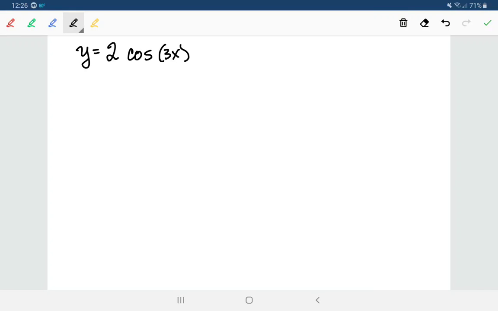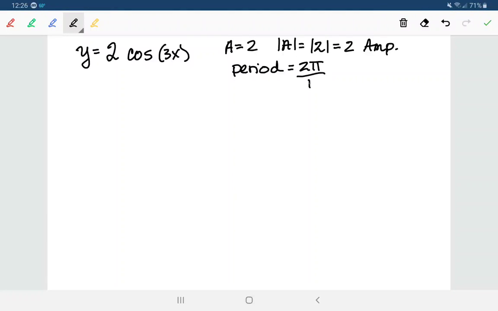We're going to find the minimum and maximum values for the cosine of 3x. So let's remember a few things. Let's remember that a in this case is equal to 2, and so the absolute value of 2 will give us the amplitude, which is just 2. Okay, so we have an amplitude of 2. Also, the period is given by 2 pi over b, where b in this case is 3.